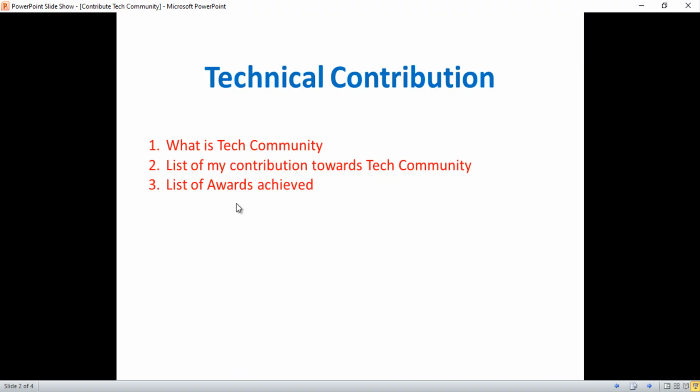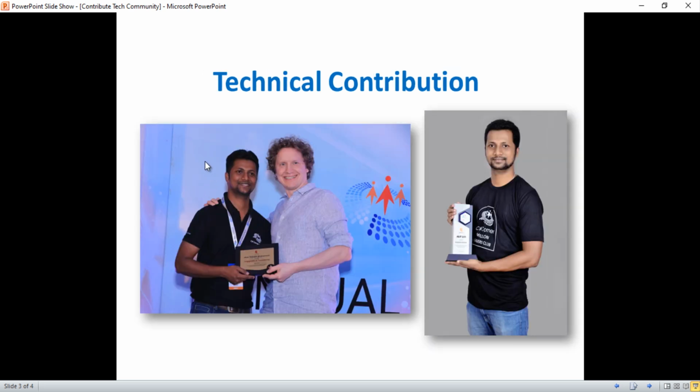So this is all about the list of my contributions. Now I'll tell you about the awards I have achieved. Here I have posted my photos of the awards from C# Corner and DZone MVP, and this is the trophy for my community contribution. These are the awards I have achieved from my contribution towards C# Corner, .NET Tricks, DZone MVP and Microsoft TechNet sites.